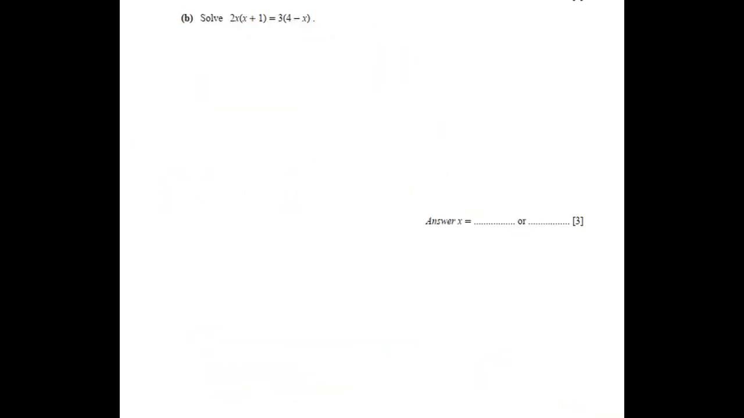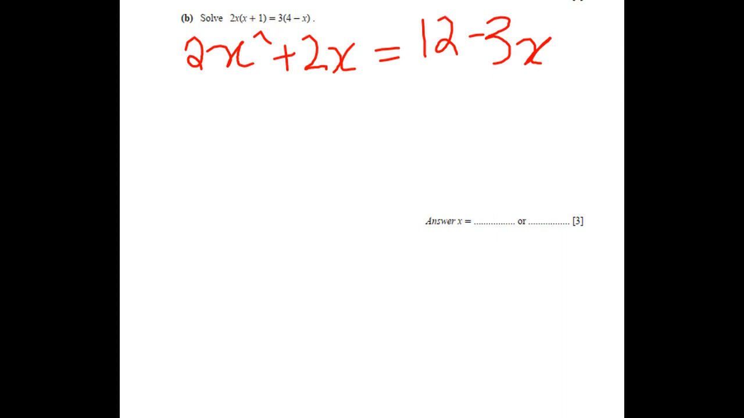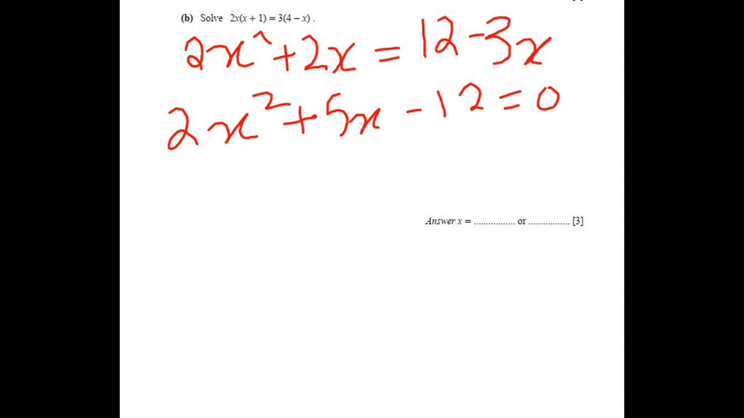Part B. Solve this equation. So open it. 4x square plus 2x square, 2x square plus 2x is equals to 12 minus 3x. Rearrange, we get 2x square plus 5x minus 12 is equals to 0.